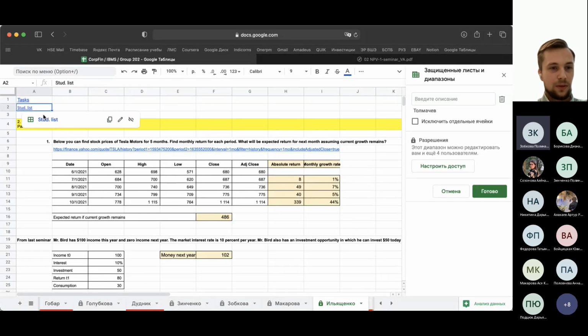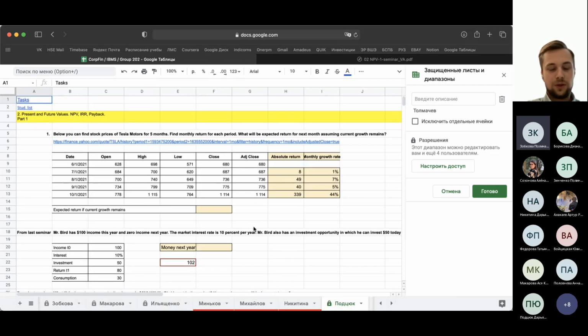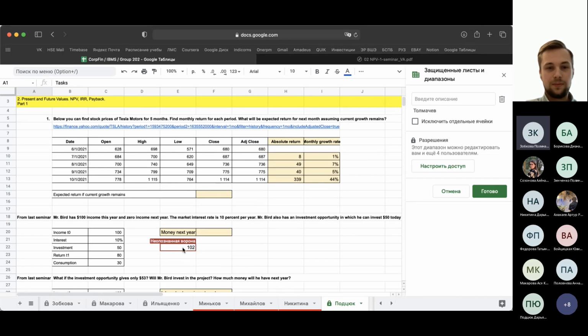Okay, one second. Yeah. Okay, show us, please. Like we should subtract investment and consumption from the income, then multiply by the interest rate, and add to it the return from the investment. Mm-hmm. Okay, yeah.